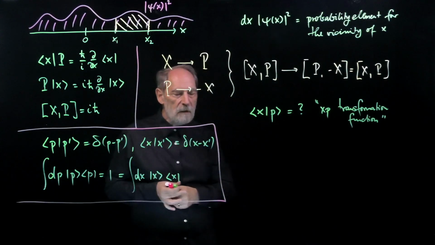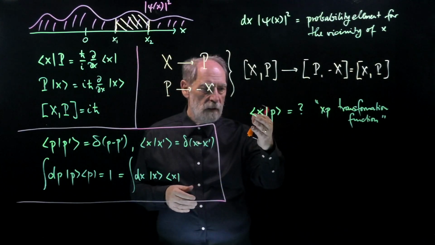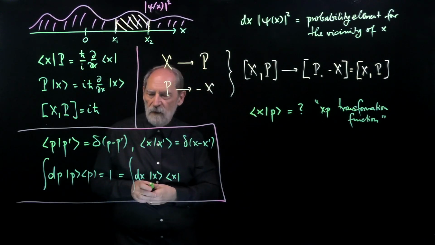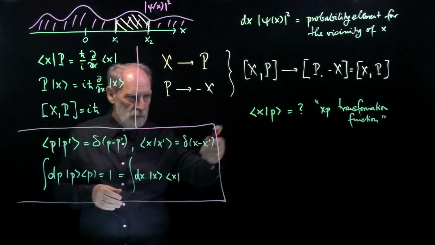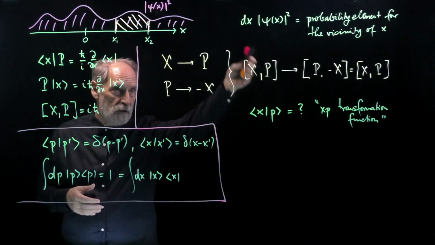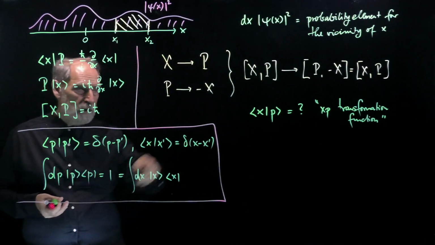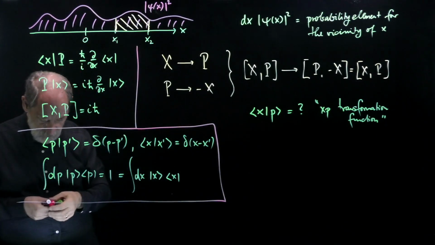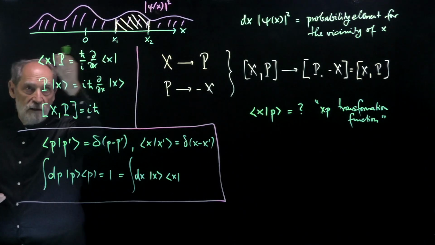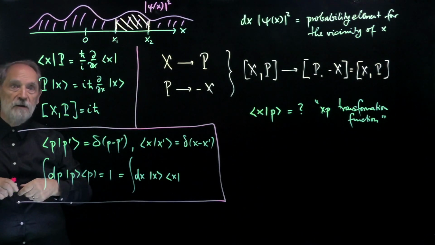It's the bracket of an X state with a P state. But before we go to this, we exploit this analogy a little bit further. Pay attention to this minus sign here and infer that there is a minus sign if we translate these relations.